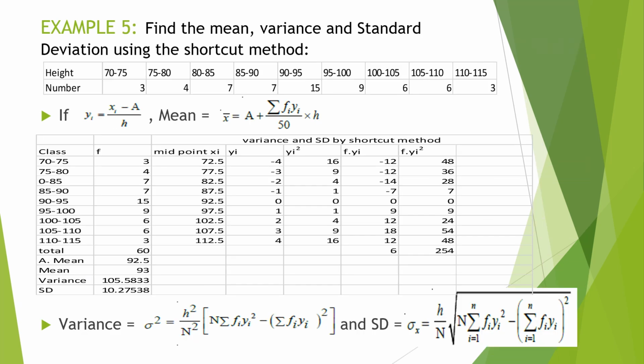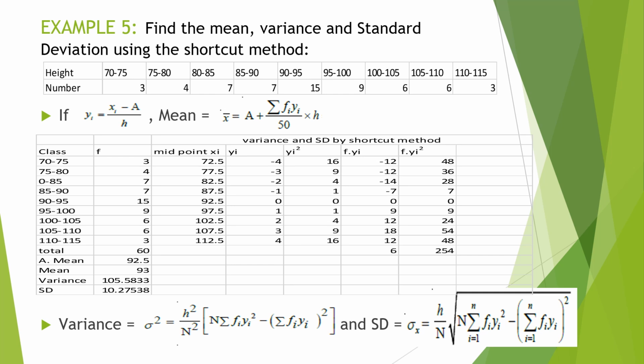Example 5. Find the mean, variance and standard deviation using the shortcut method. Now here we will use the shortcut method. When the data values are big, you can use the shortcut method, or if it is given in the question. For using the assumed mean method or the shortcut method, first you find a variable called yi, which is xi minus the assumed mean upon the class length h. First of all, the classes are given here. We have listed the classes and the corresponding frequency. Then we have found the midpoint xi. For example, for 70 to 75, the midpoint is 72.5, and so on.